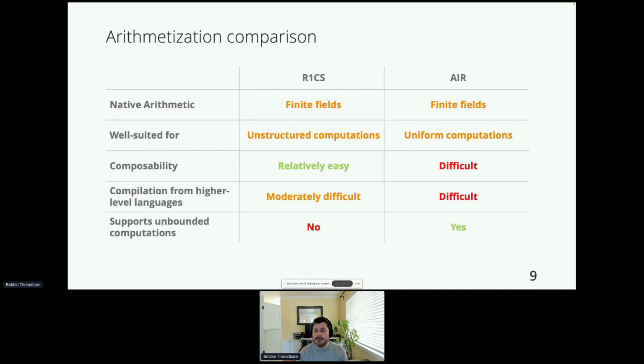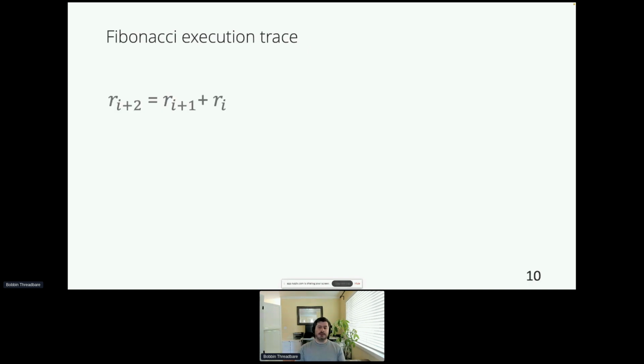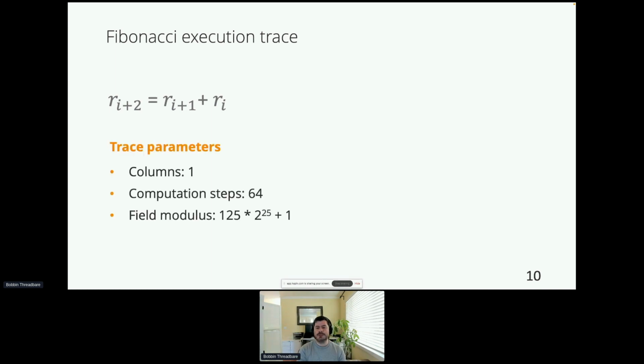Just to give you another example, let's talk about, let's say, the Fibonacci function. How would we represent an execution trace of a Fibonacci function? In this case, let's say we want to use a single column again with 64 steps. So we're going to compute the 64th term of the Fibonacci function. We're going to use a small field to do this.